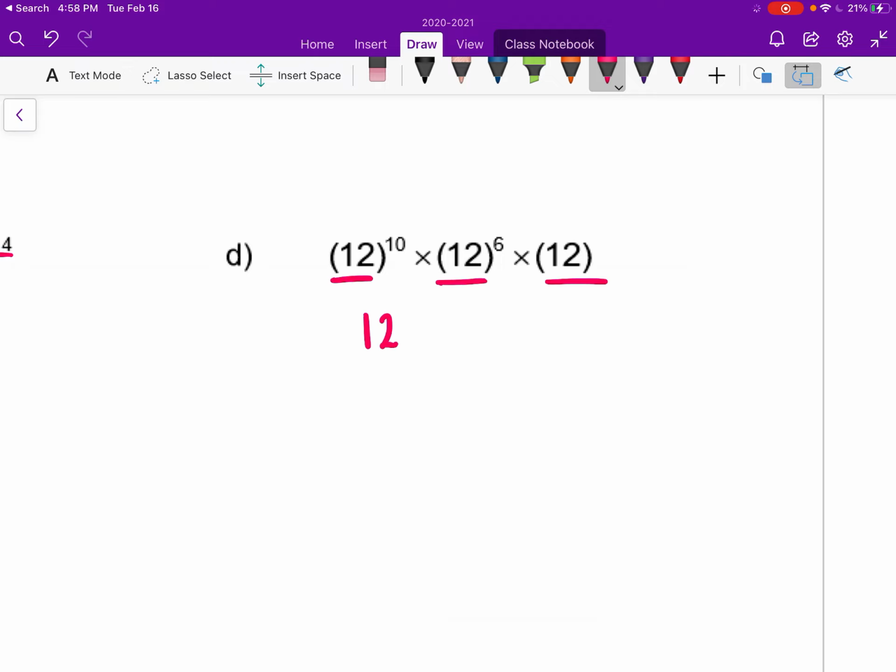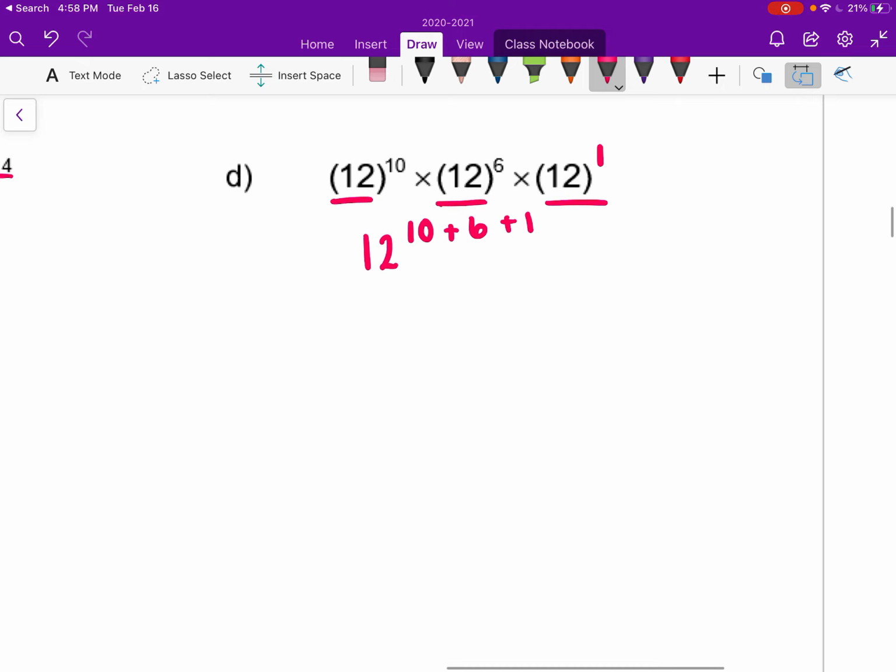Same thing here. I have 12, 12, and 12. It's the same base. I know that this 12 is secretly to the power of 1 because when something is to the power of 1, it's just the same. So I'm going to do 10 plus 6 plus 1. 10 plus 6 is 16, plus 1 is 17. It's important to remember that this is a 1. Otherwise, your answer changes.